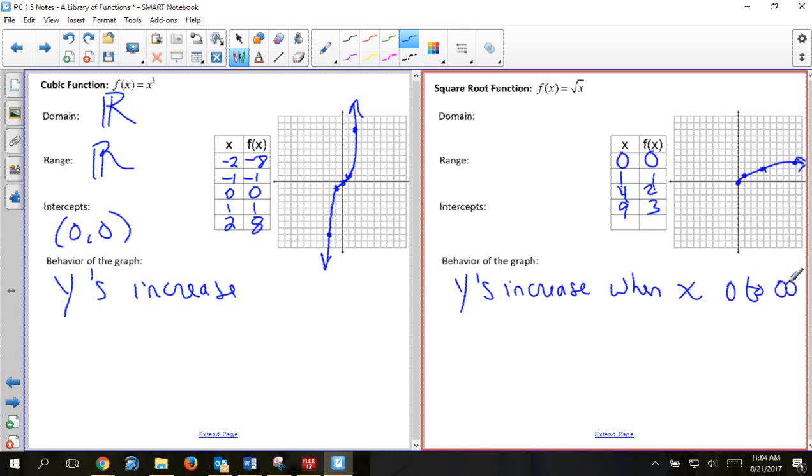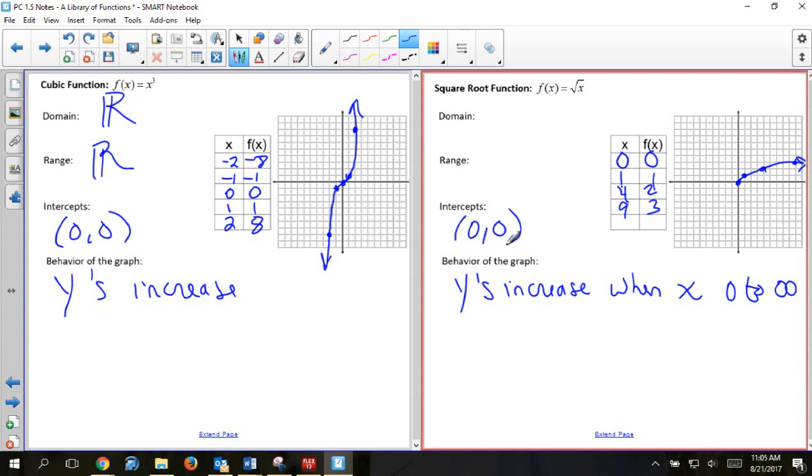So our behavior of the graph is the y's are increasing, but the x's just start at 0 and go into infinity. It's the only part where the x's are. The y's will increase from there. Intercepts, there is one at 0, 0. We put our domain and range.